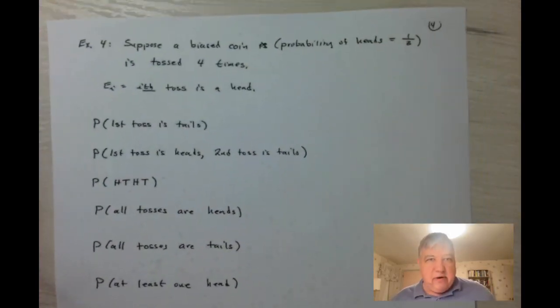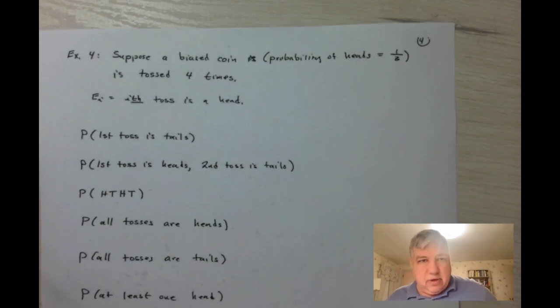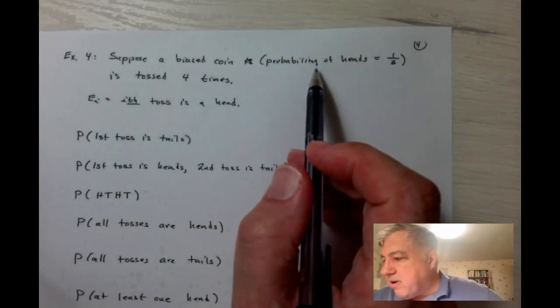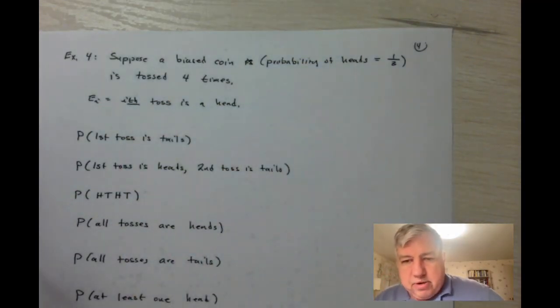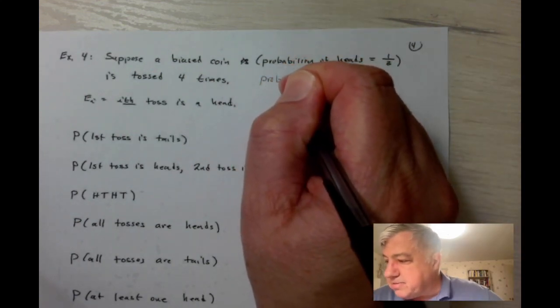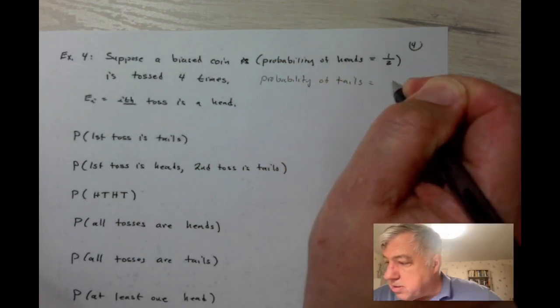So go to page 4, example 4. We'll see a case of this. Suppose we have a biased coin in which the probability of heads is 1/3, and it's tossed 4 times. And we'd like to find all these probabilities. First, if you toss this coin, you're either going to get heads or tails, so they're complements of each other. If the probability of heads is 1/3, the probability of tails is going to be 2/3.